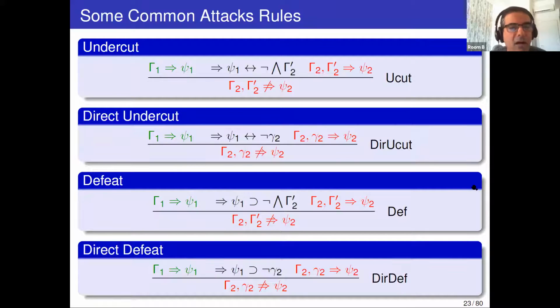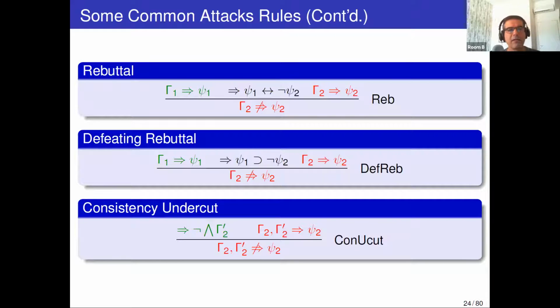And we also have other attack rules. For instance, defeat is similar to undercut, but with a weaker condition. Instead of the double arrow, we just replace it by an implication in one direction. Also, we have direct versions of these rules where the attack is not on a subset of the attacked argument, but on a specific formula in the support of the attacked argument.